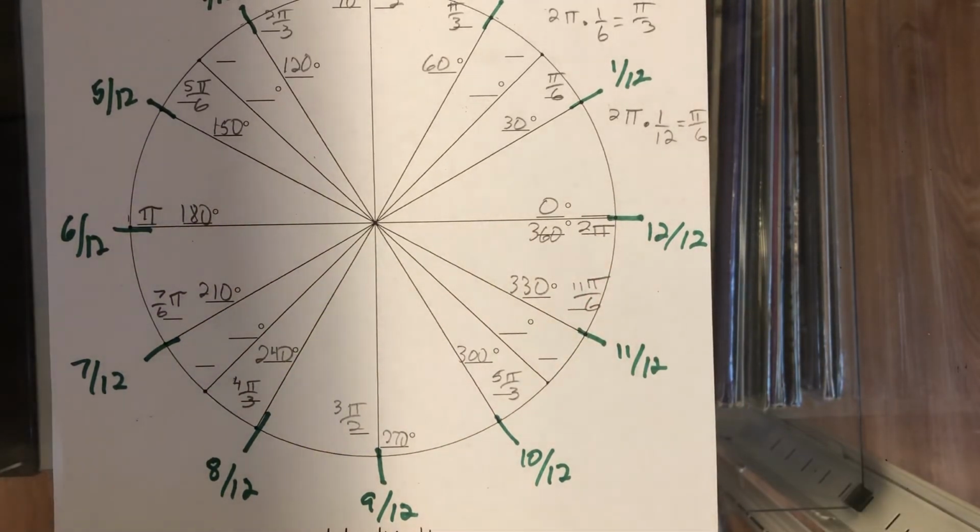Okay, guys? So in the next video, I'm going to show you how this all ties together into what we call the unit circle. So we divided it into eighths and found the degree and radian measures, and then we divided it into twelfths and found the degree and radian measures.